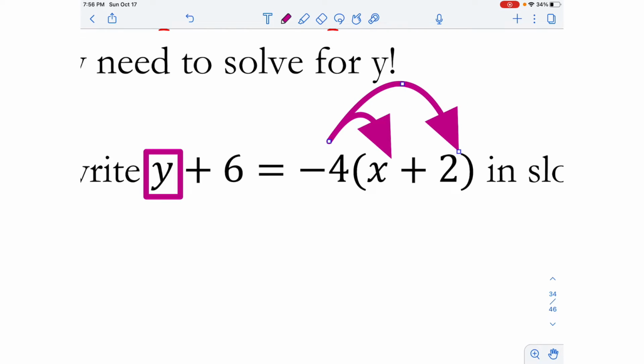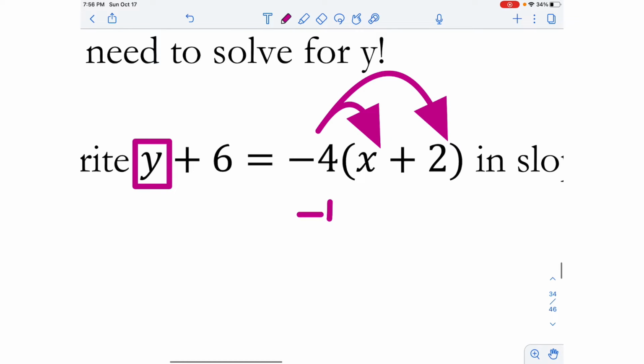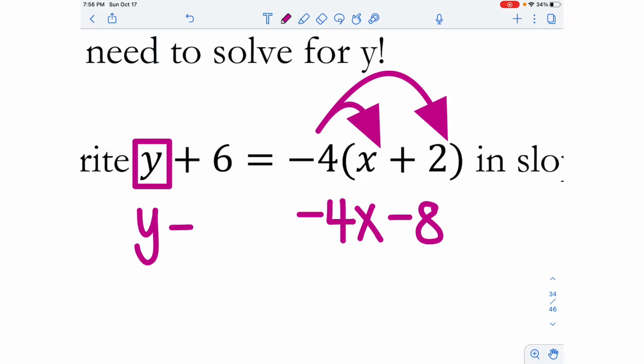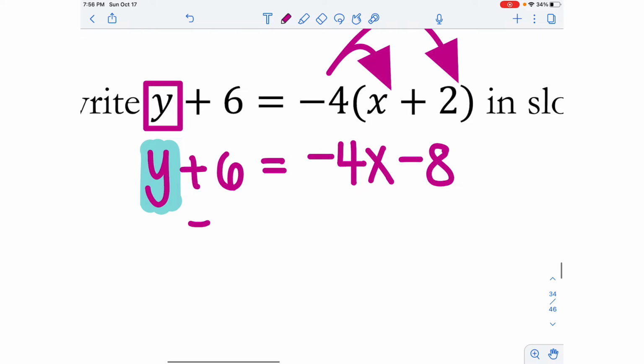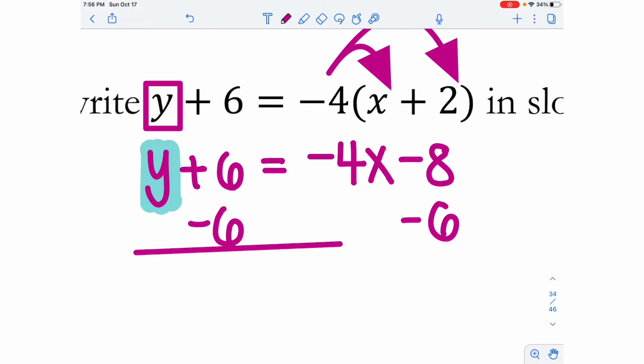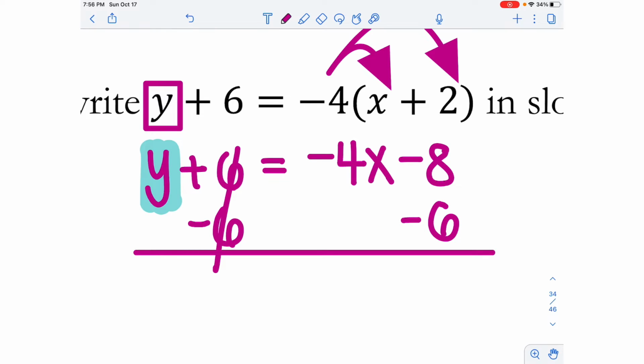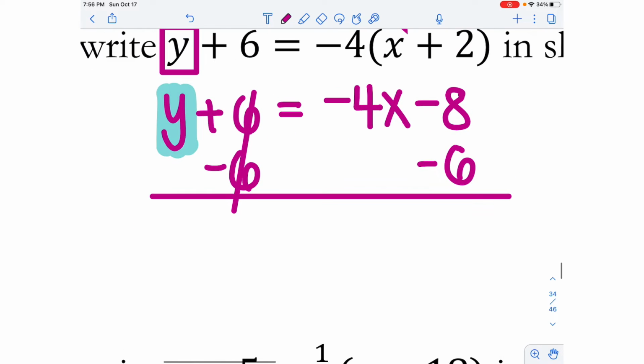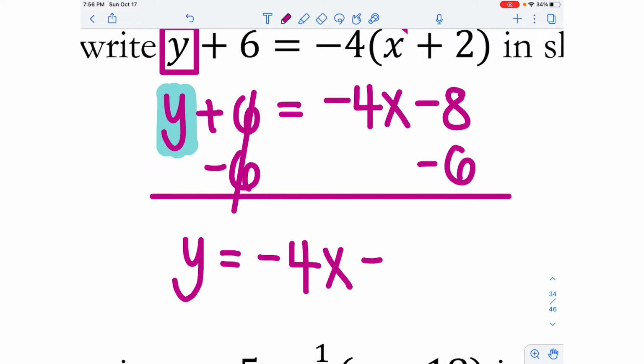Okay, so I'm going to distribute negative 4 to x, so negative 4x. And negative 4 times 2 is negative 8. On the left, I still have y plus 6. And in order to isolate this y and get it by itself, I'm simply going to subtract over the 6, which is going to combine with the negative 8. I am left with y equals negative 4x minus 14.